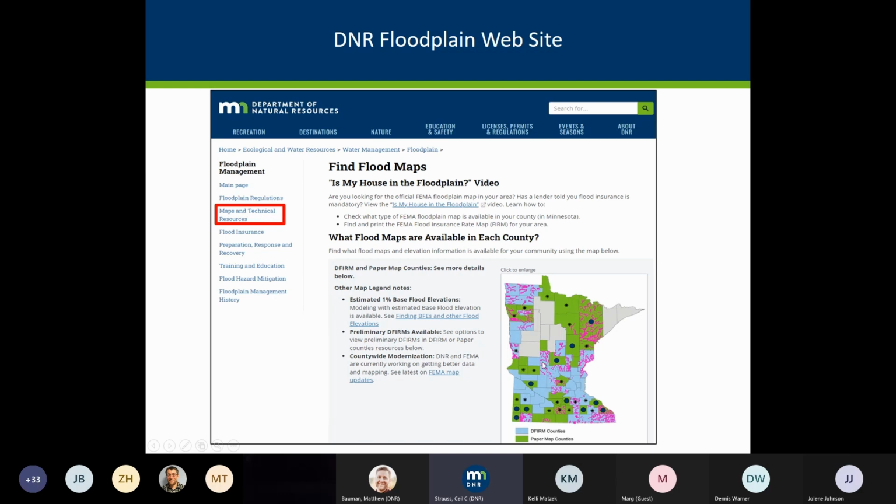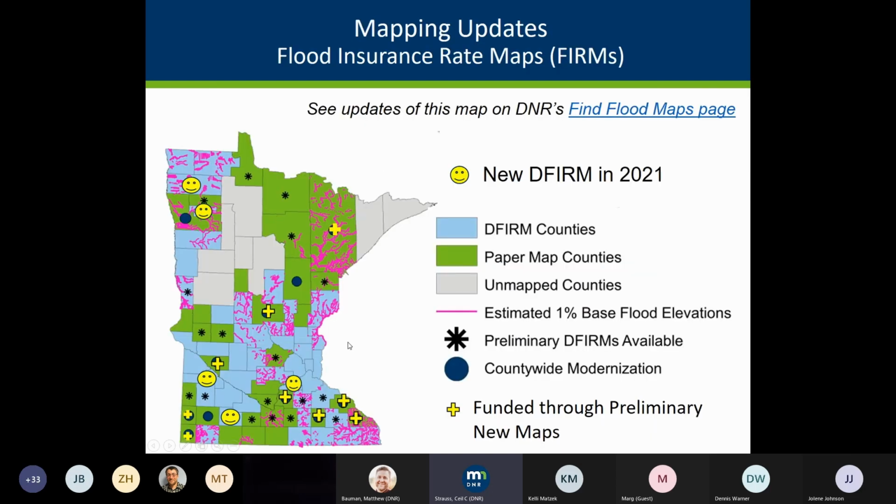Another key site, if you go into our maps and technical resources and then choose Find Flood Maps, we have the latest updates and links to information about the latest updates for where our maps are. So here's a map that shows where we are right now. In the past year, we had quite a few. We had 5 of the counties that got new digital flood insurance rate maps, and we've got quite a few counties with work in progress. And so we try and keep this up, showing who's got a preliminary new map, who's got modernization going on in the county. And here I was also trying to show where the funding had gone through preliminary new maps.